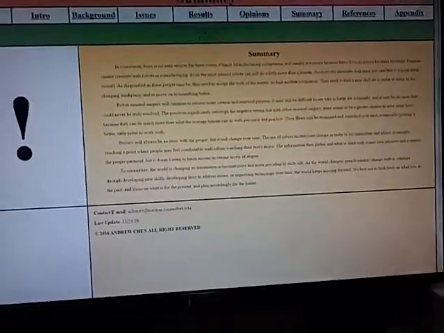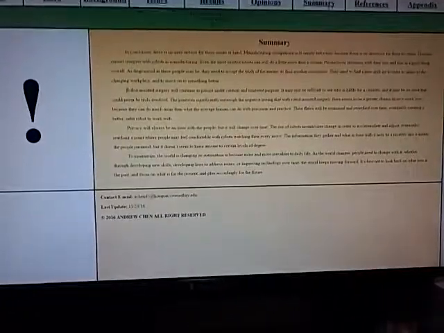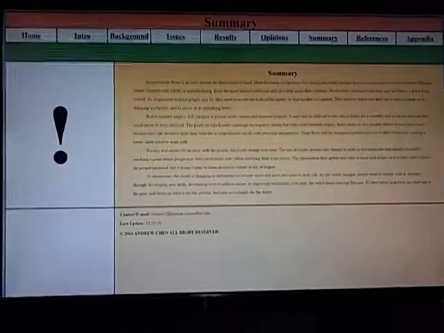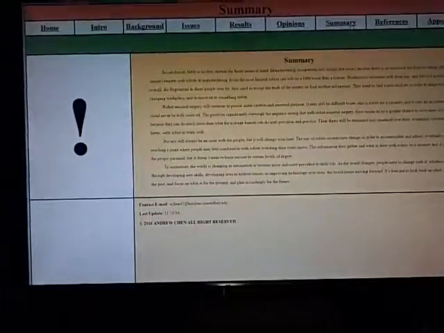Manufacturing applications will simply not return because there's no incentive for them to return. People need to find new jobs. Something better, maybe. Robot-assisted surgery will always continue because there are always many other things that can happen as a result. Their flaws will be examined and remedied over time, eventually creating a better, safer robot to work with. Privacy will be an issue with some people, but it will change over time. The use of robots incentivizes change in order to accommodate and adjust, eventually reaching a point where people may feel comfortable with robots watching your every move. Or not. What is done with the information gathered may be a mystery, but it doesn't seem to harm anyone at this degree.